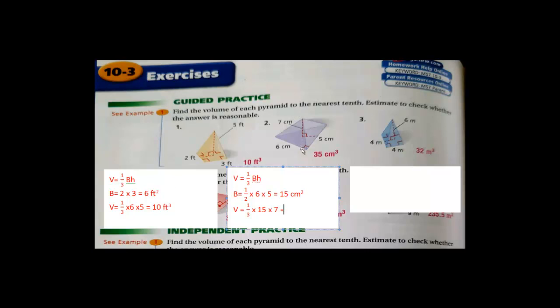This will equal 15 divided by 3 is 5. 5 multiplied by 7 is 35 centimeters cubed. Okay, let's see our next one.